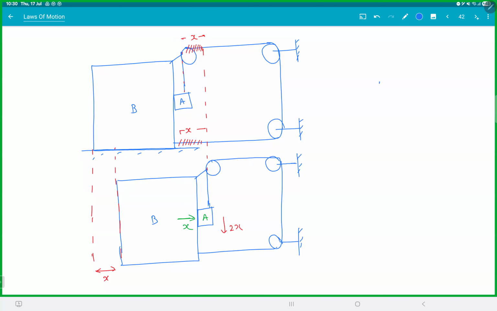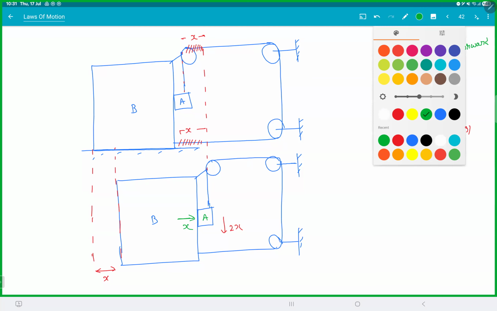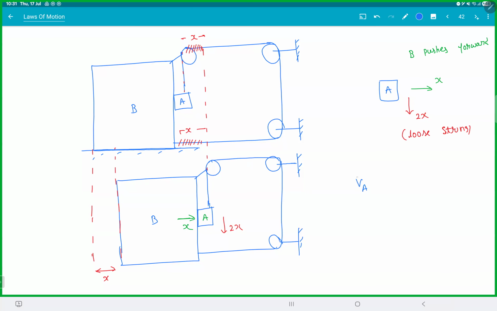So the motion of A is doing two things. Because the string is getting loose, it is going down by 2x. This is your loose string. And it is also going x forward because the B is pushing it, because they're touching each other. That means this A is actually going at an angle. So the velocity of A will be u I cap because of that x, and minus 2u j cap. So as this B is going forward, you'll actually observe A will go at an angle like this.